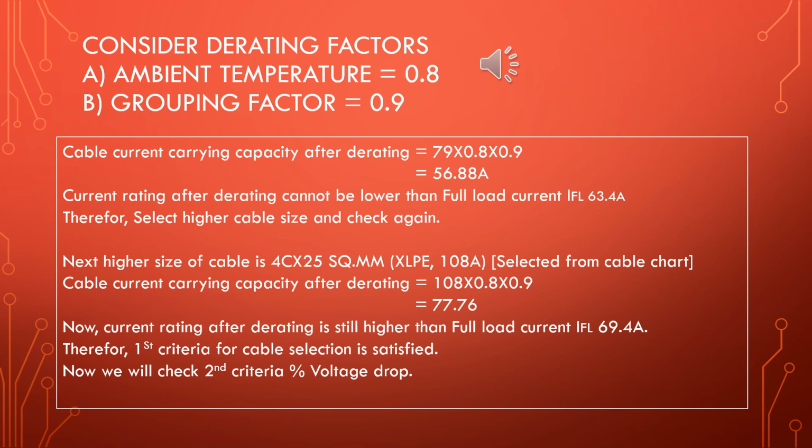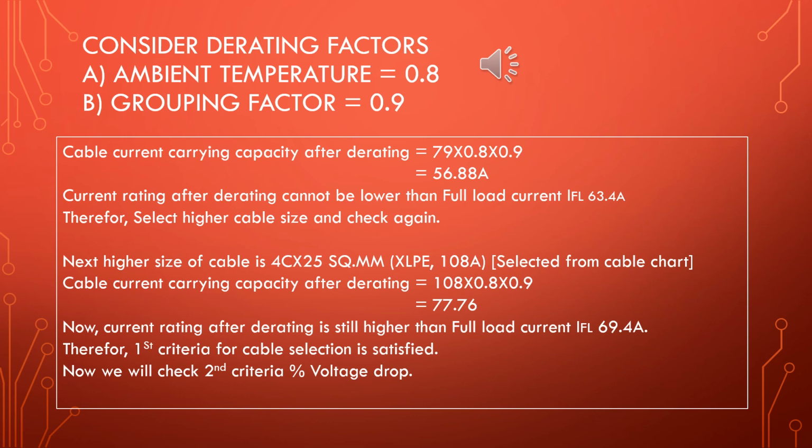After derating, current rating of cable will be reduced. To calculate this, multiply rated current of selected cable to all considered derating factor. After derating, our cable ampere rating is 56.88 ampere. As our full load current is 69.4 ampere, this cable will not be sufficient to carry entire load current.